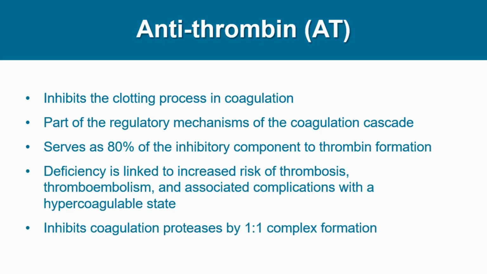Antithrombin inhibits the clotting process in coagulation, so it's anticoagulant. And it does serve as 80% of the inhibitory component to thrombin formation. Deficiency is linked to increased risk of thrombosis, but even thromboembolism and other associated complications with being hypercoagulable. And it does inhibit coagulation proteases by a 1-to-1 complex formation.